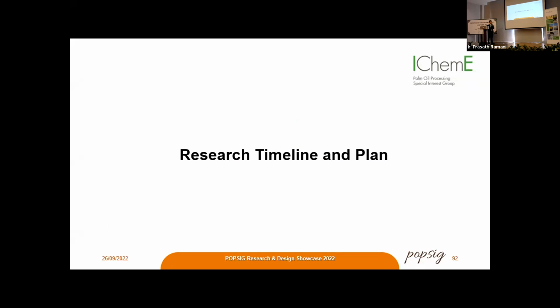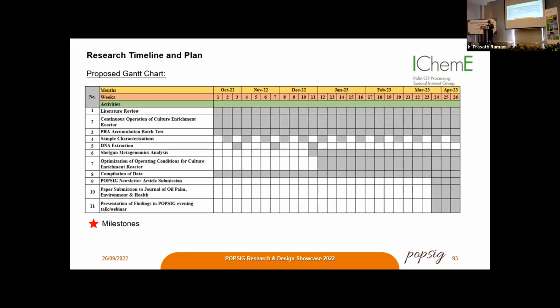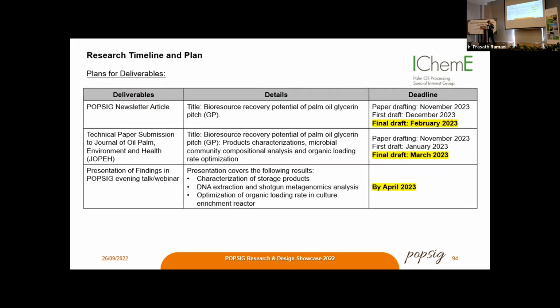Moving on to the research timeline and plan, this Gantt chart shows the proposed research where important milestones will include the completion of DNA extraction, DNA sequencing analysis, optimization of the culture enrichment reactor, as well as publication plans, which includes the POPSIG newsletter article, paper submission to JOPE, and the presentation of findings in the POPSIG evening talk or webinar as tabulated over here.